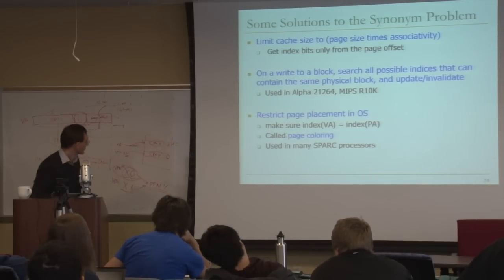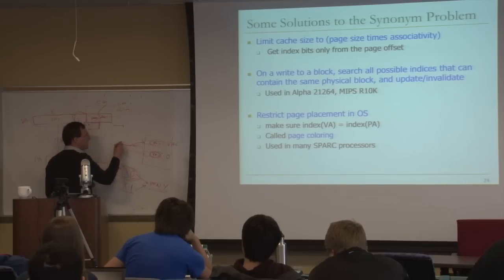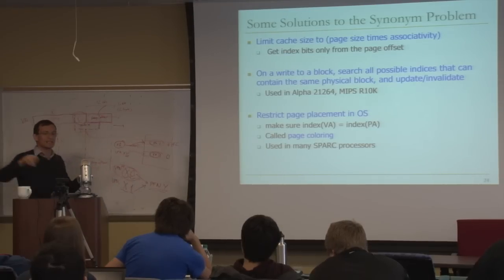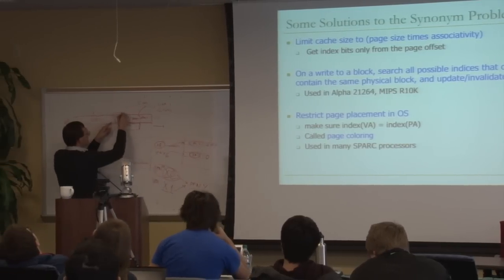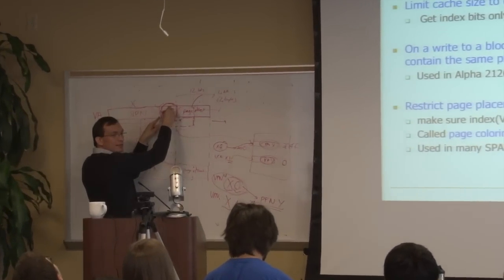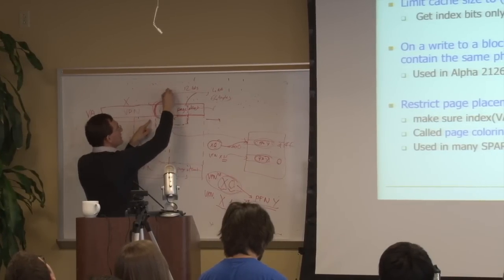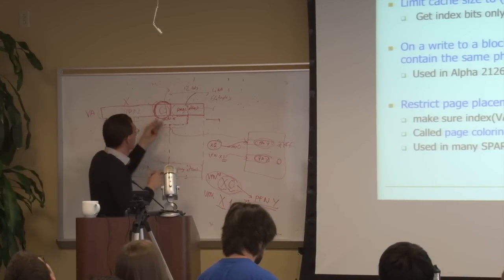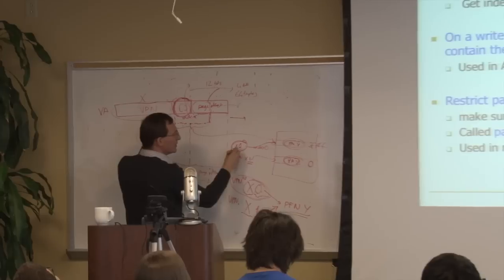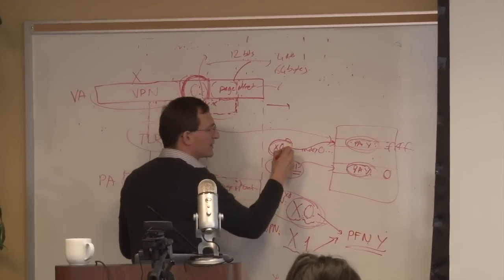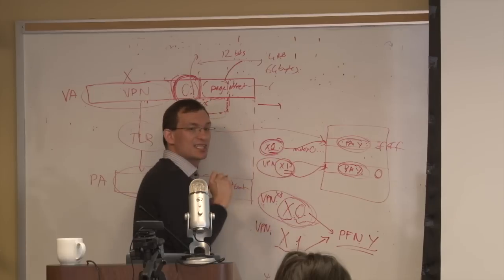The idea is that if the same physical address exists in multiple different locations in the cache, when you're writing to one location, you know all of the possible indices that can contain the same physical address, because you have only a limited number of bits. They can only be located in a limited number of locations specified by the index bits that come from the virtual page number. For example, when you're writing to an address in X0, you also go and check if the same address exists in X1, because you know these index bits can change.